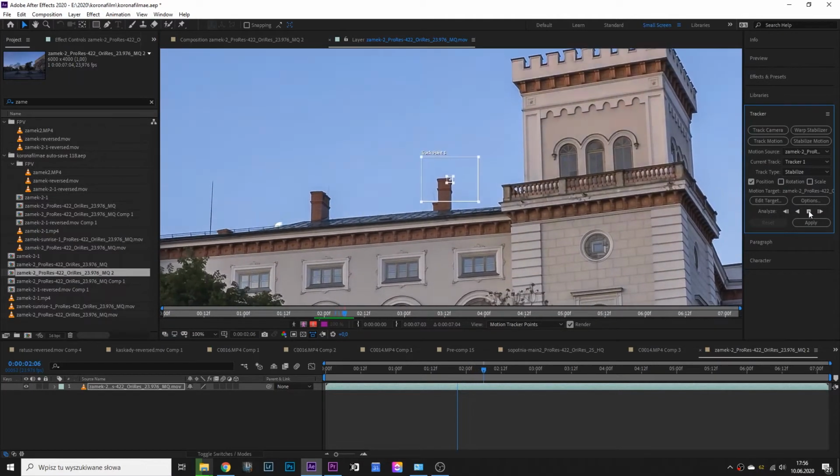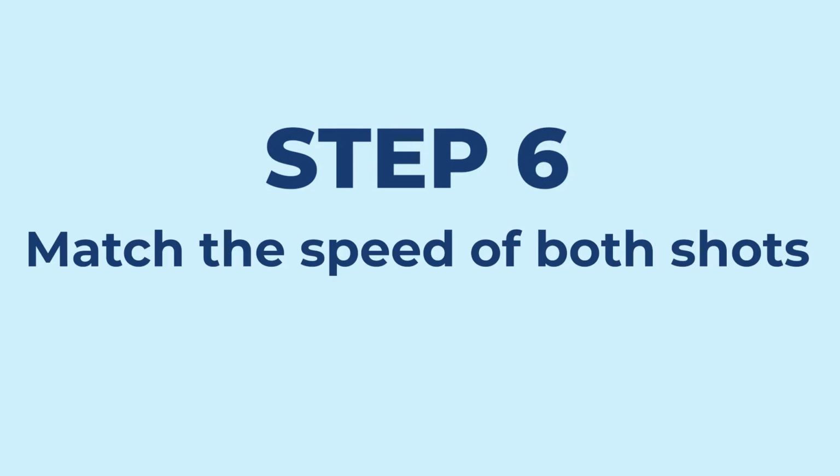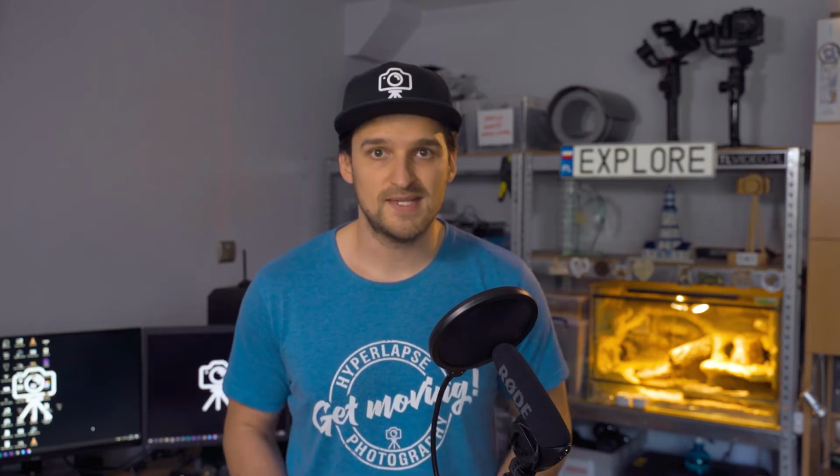When you finish stabilizing, it's time to match the speed of the transition. To keep the transition seamless, we want to avoid jumping from the slower shot to the faster one or from the faster to slower. That means if your shots have different camera movement speed, you have to adjust the slower one to match the faster. So just speed up the slower shot to match it as close as possible to the faster one.